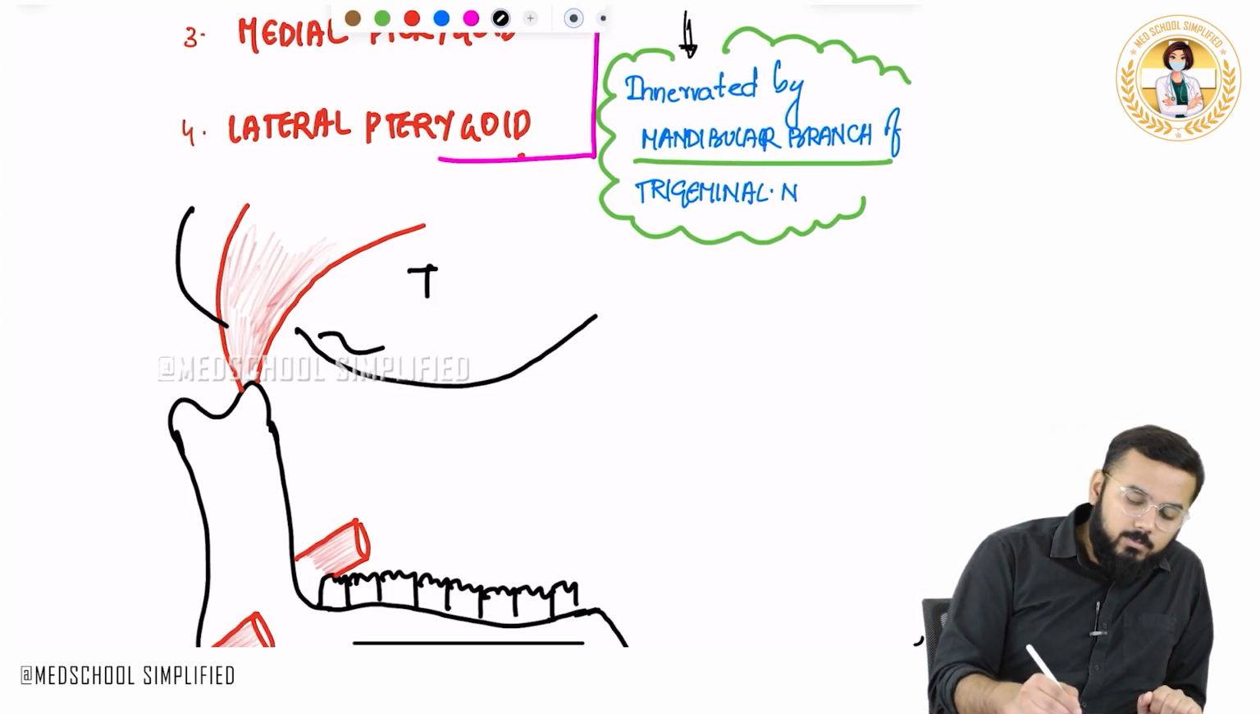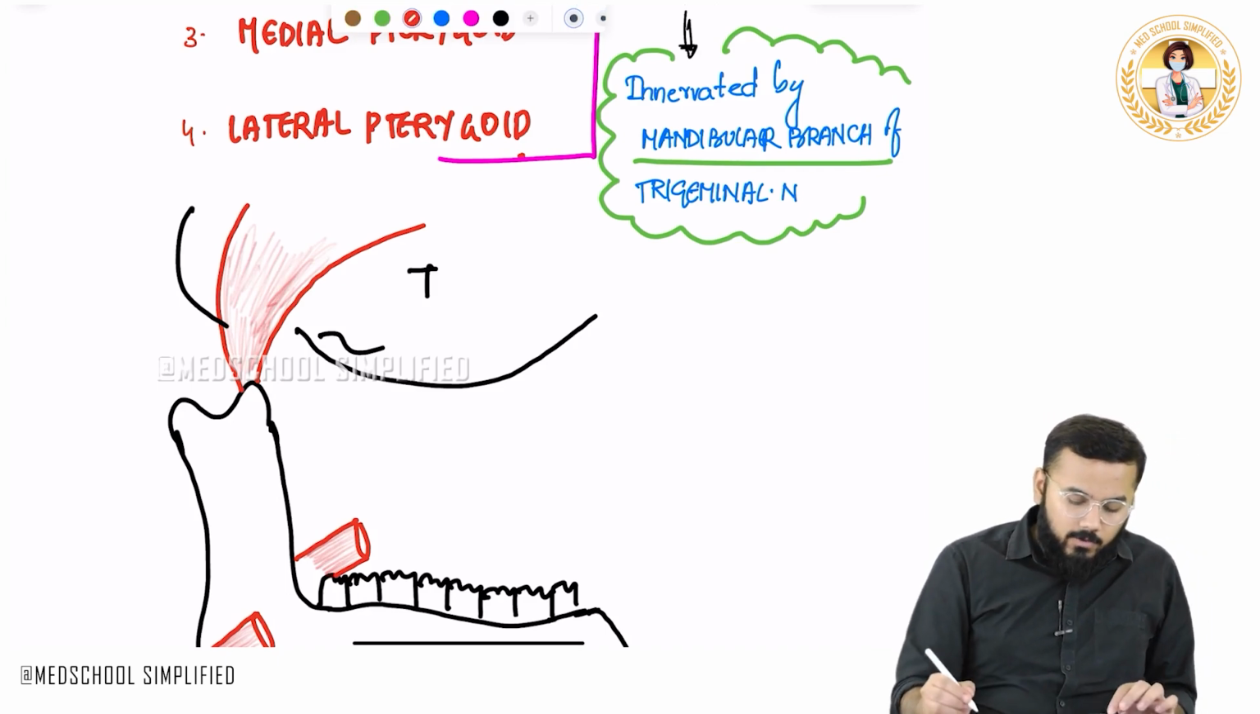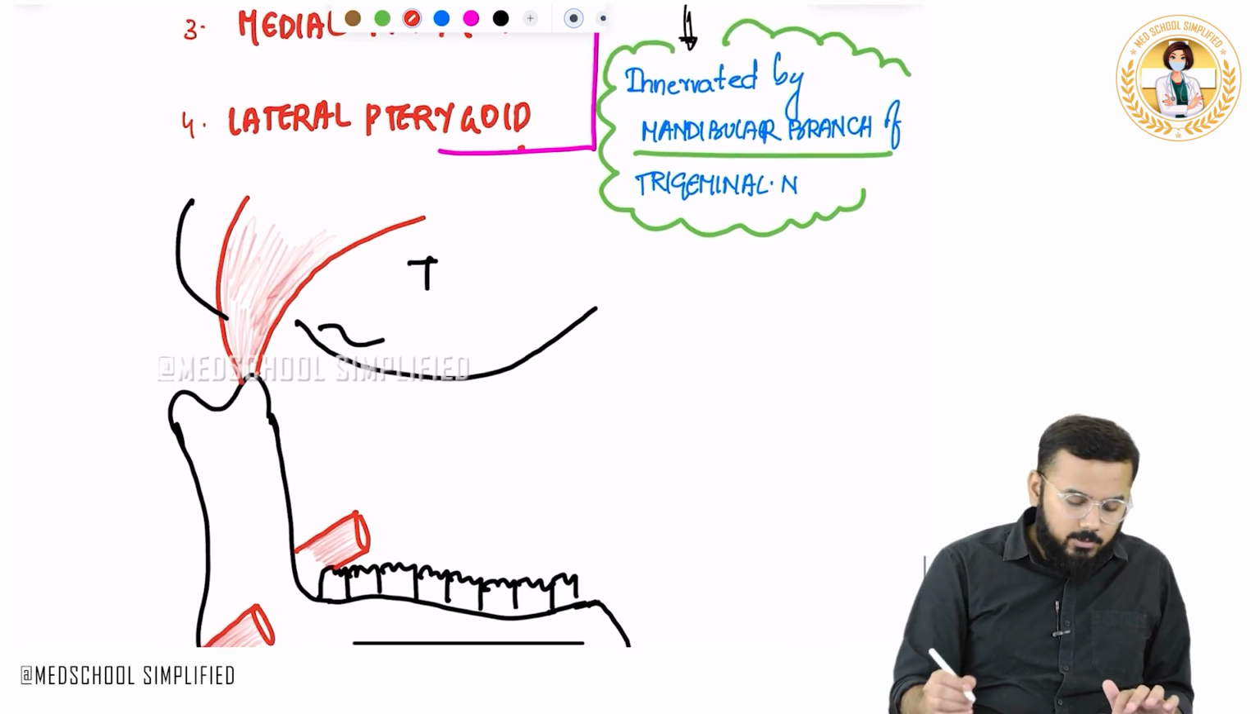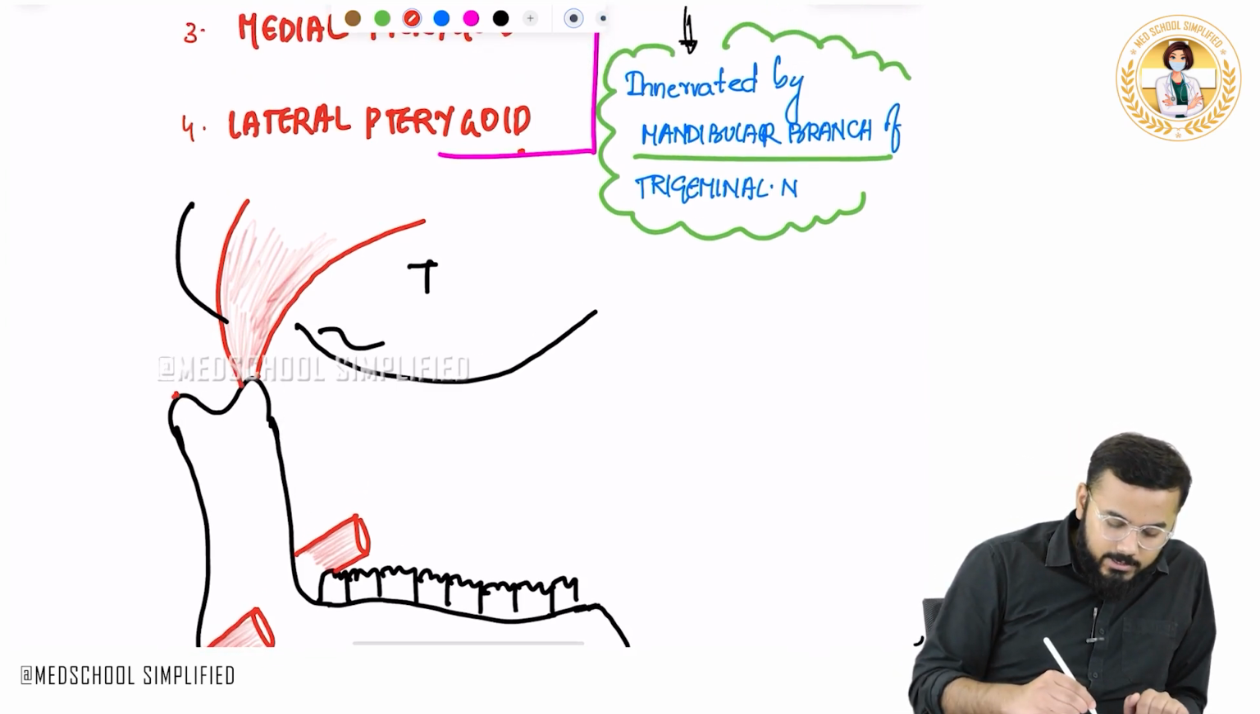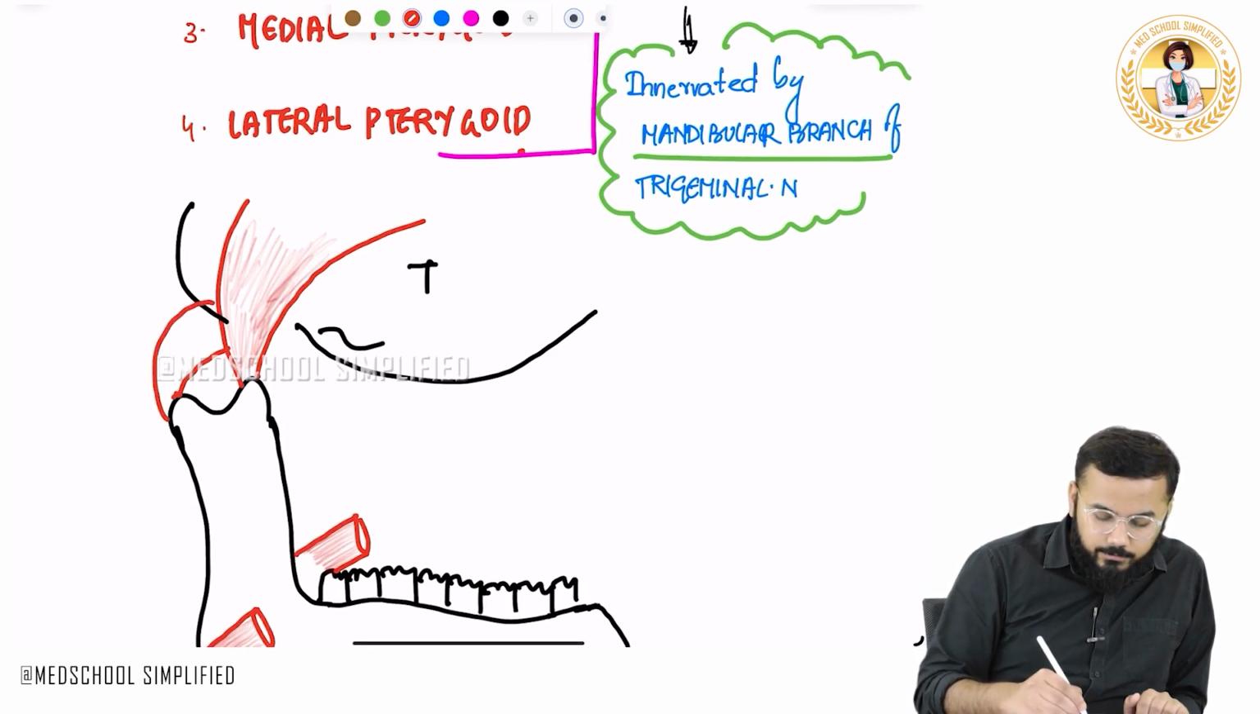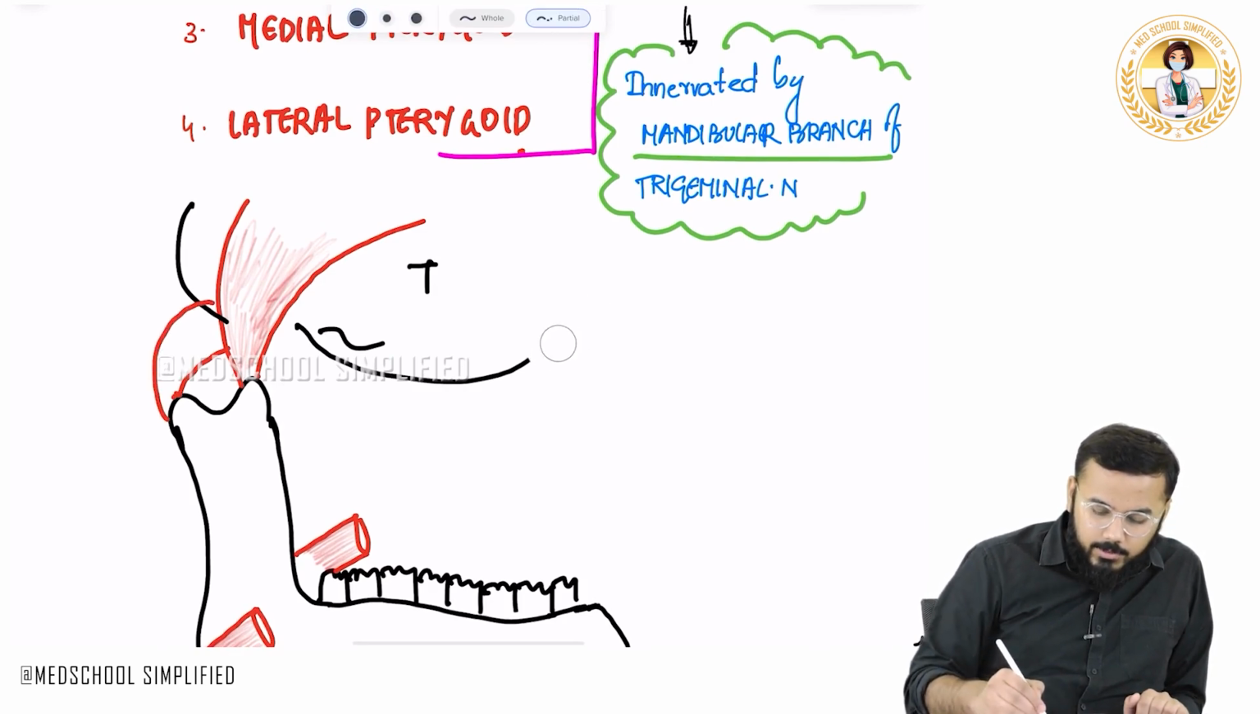After the temporalis muscle, and the medial pterygoid which is done, the last muscle is the lateral pterygoid. See, there is another muscle that is coming all the way like this. Let me rub this out.